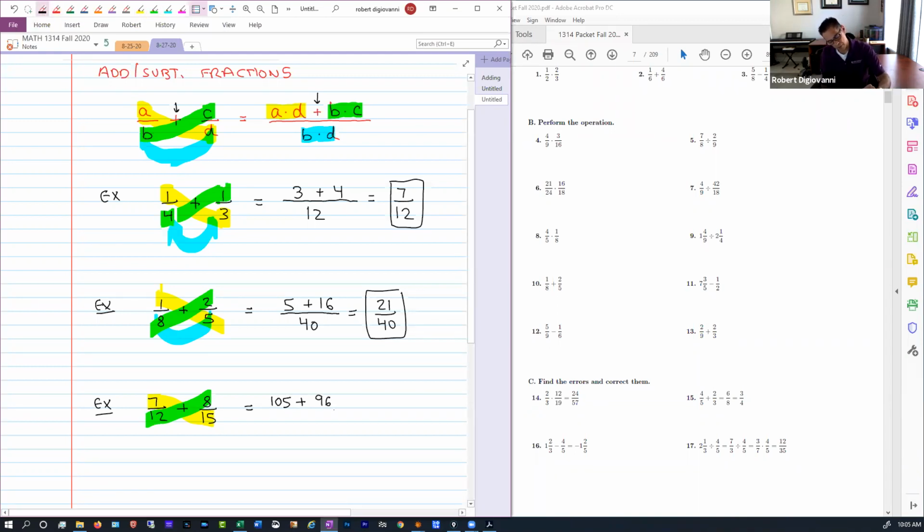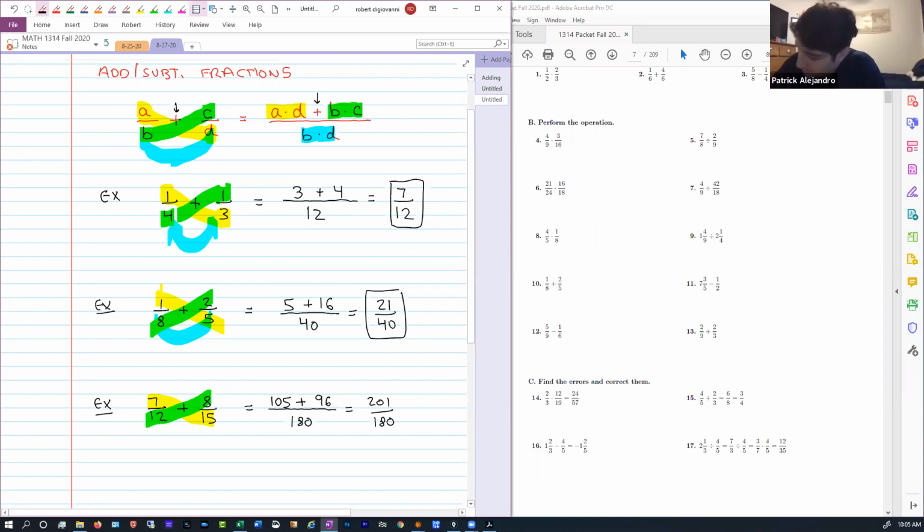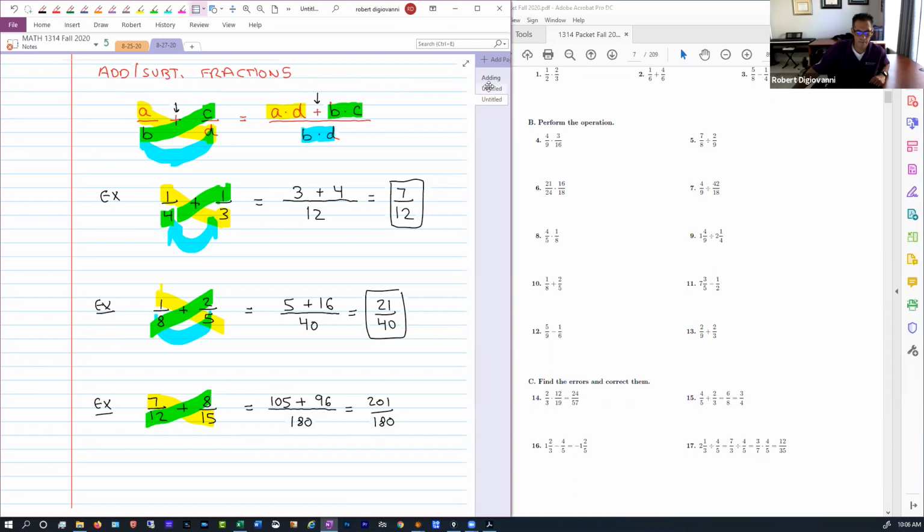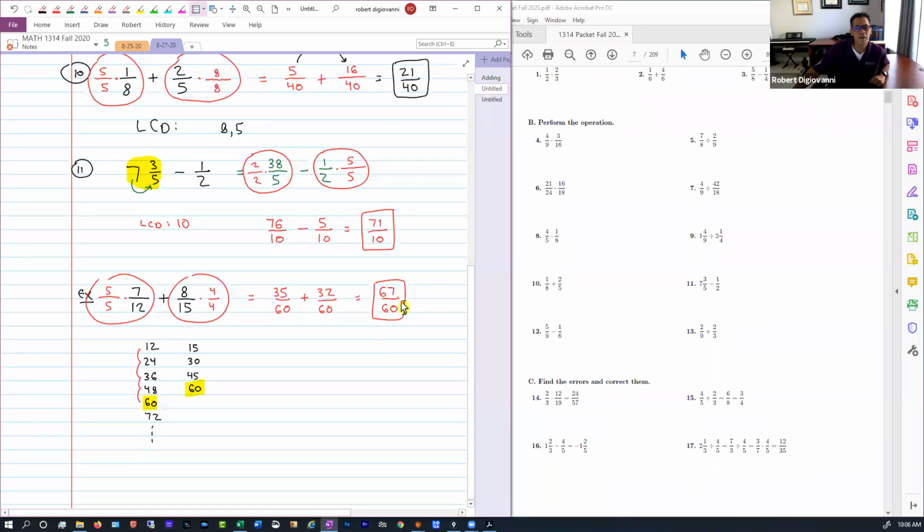Ooh, and I'm gonna need your help on this one. Then we have to do 12 times 15. What's 12 times 15? 180. Is it 180? Yeah. Okay, and then we add up the numerator. So if we add up the numerator, we're gonna get 201 over 180. That doesn't seem like the answer we had, does it? We had 67 over 60, right?